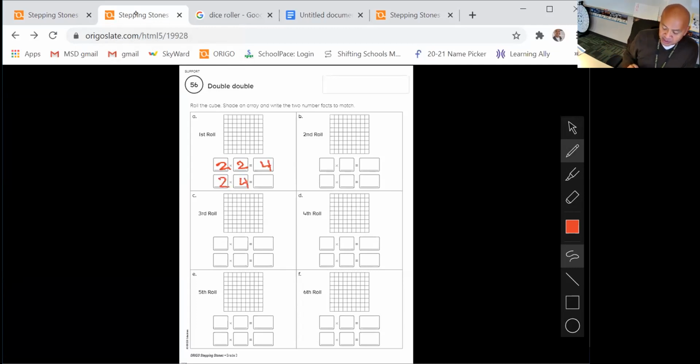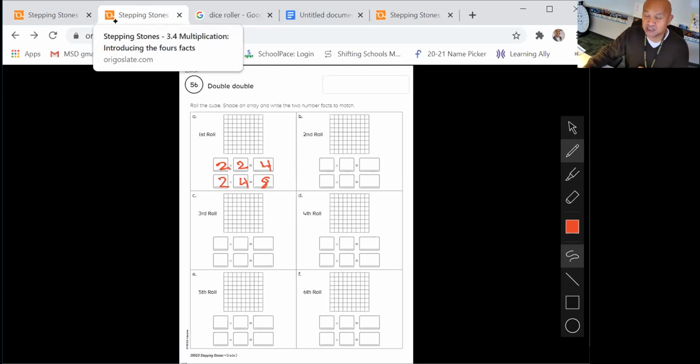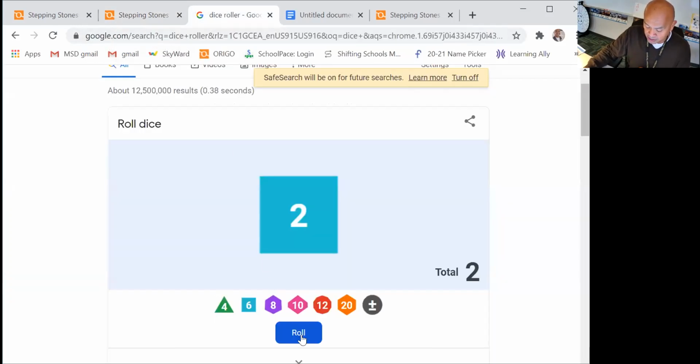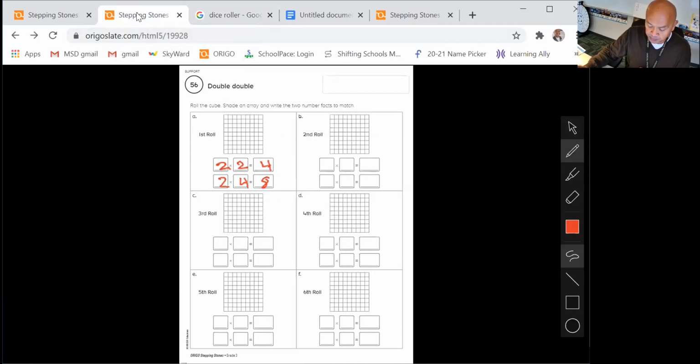But when I use the times method to do 2 times 4, I'm just going to double the 4. So 2, double 2 is 4, double 4 is 8. 2 times 4 is 8. Okay, and if you want to, you could color in the squares, but that's just if you just want to see it as an array. Let's go back to our dice roller and see what we get here. Oh, 6. Okay, that's a good one.